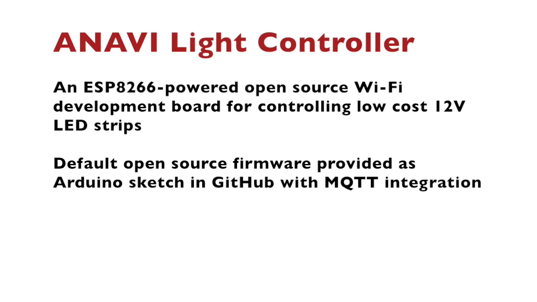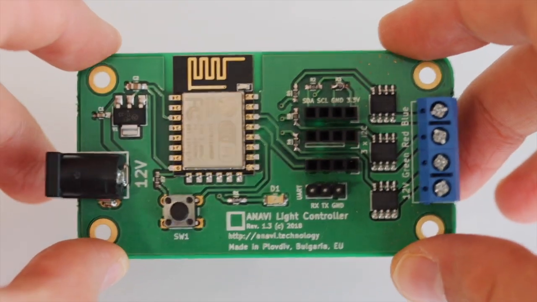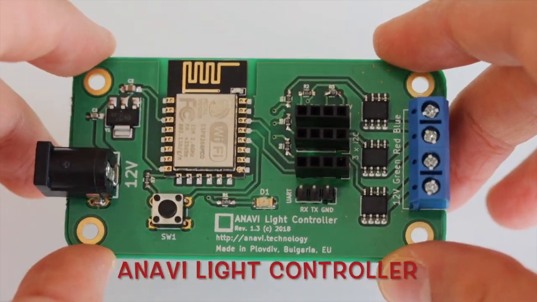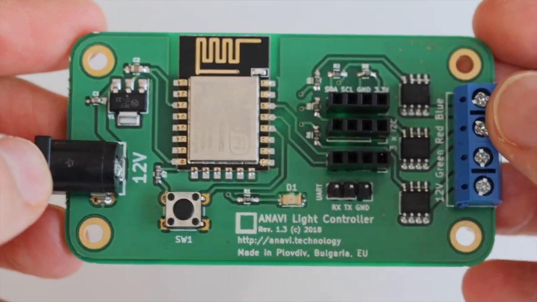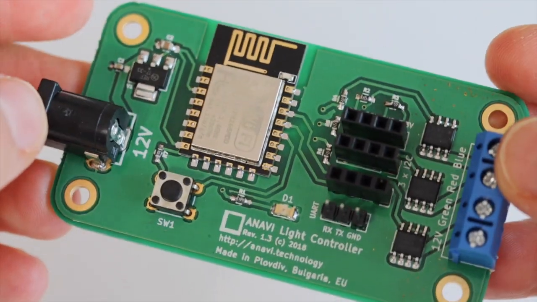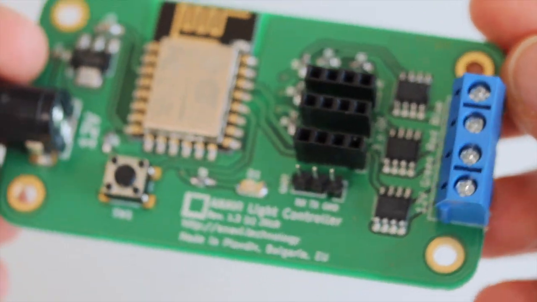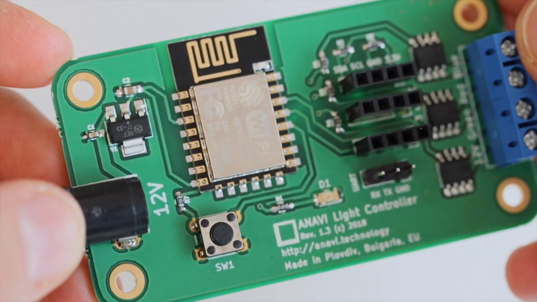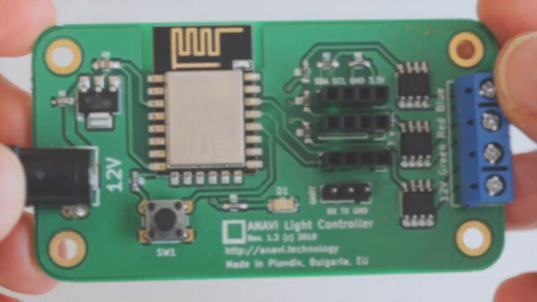To control a LED strip, I'll be using ANAVI Light Controller. It is an open-source hardware device that I have designed with KiCad. It is suitable for controlling 12-volt LED strips, particularly RGB LED strips. These are low-cost, non-addressable LED strips. If you're interested in controlling addressable LED strips, have a look at my other project called ANAVI Miracle Controller.